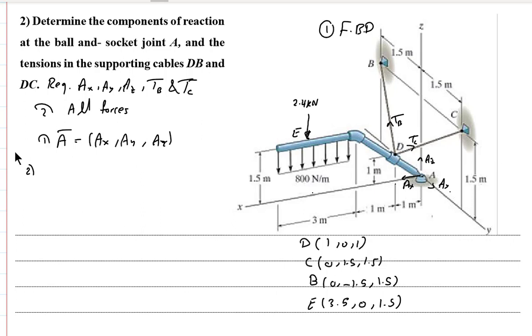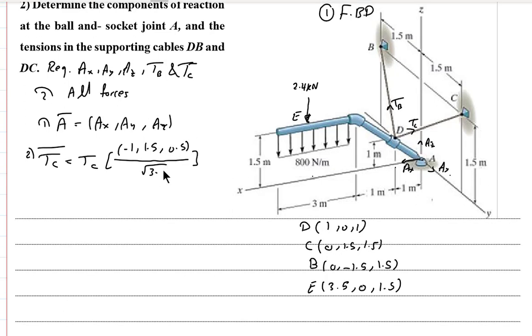It has the components AX, AY, and AZ, and then we can talk about TB or TC, whatever. We can talk about TC now. TC vector is equal to TC as a magnitude multiplied by its unit vector, which is DC vector over DC magnitude. DC vector is C minus D. It will be 0 minus 1 is negative 1, and then 1.5 minus 0, 1.5. Finally, 1.5 minus 1 will be 0.5.